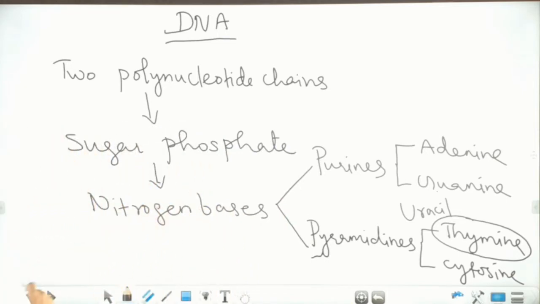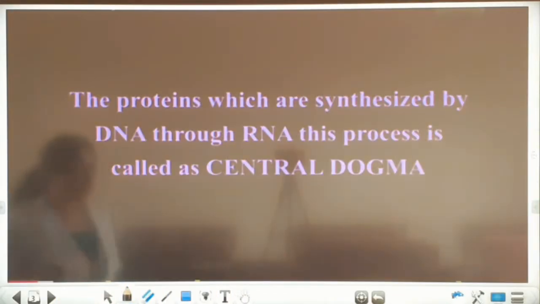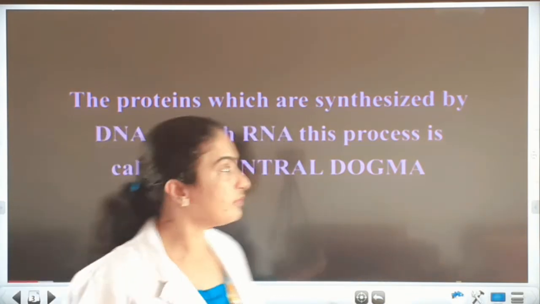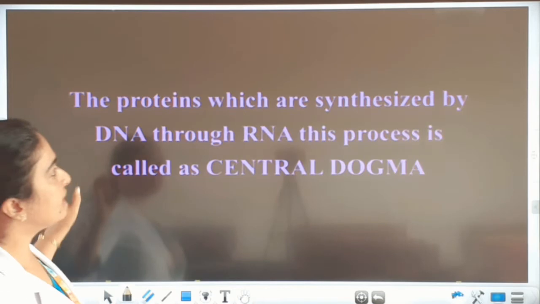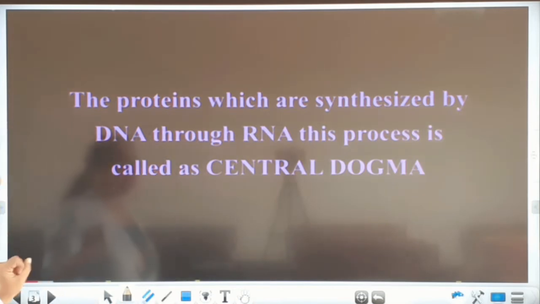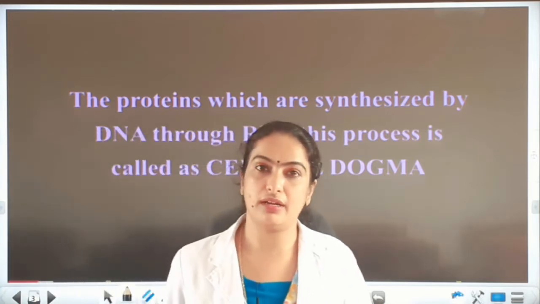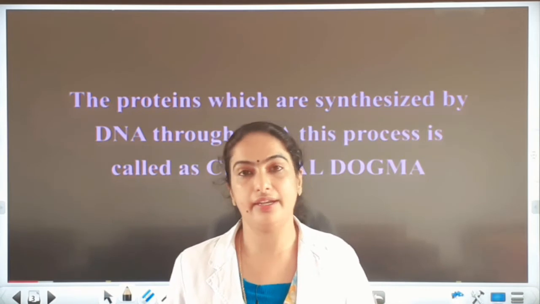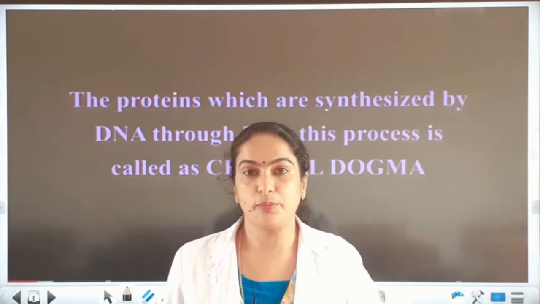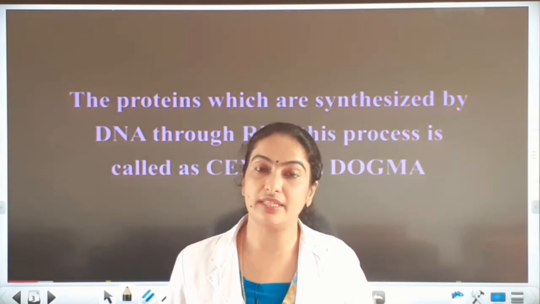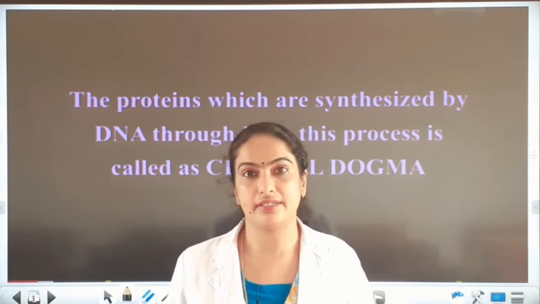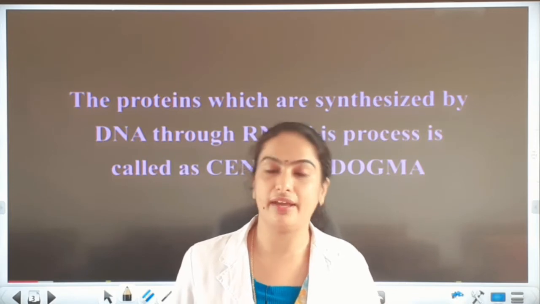Next, we can see the central dogma. The definition of central dogma is that proteins are synthesized from DNA through RNA. This process is called central dogma. How can the DNA synthesize an RNA strand? Before seeing that, we have to see how a DNA can synthesize a DNA strand. Next, we can see how it forms an RNA strand.